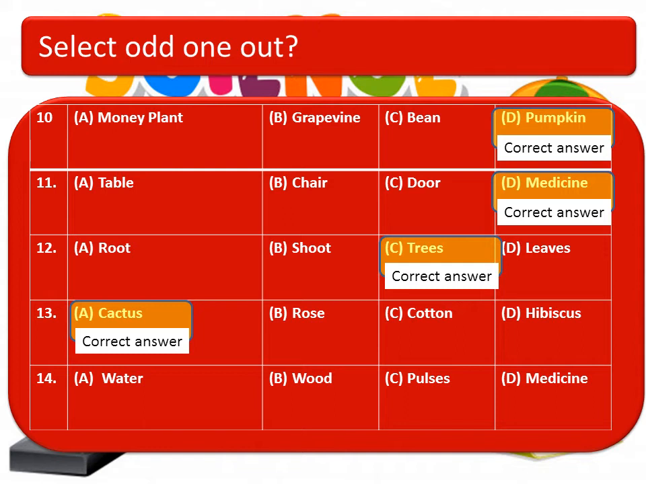Now move to the next one. Water, wood, pulses or medicines. Which one is the odd one? Here, water is the odd one. Wood, pulses and medicines are obtained from plants, while water is a natural thing.